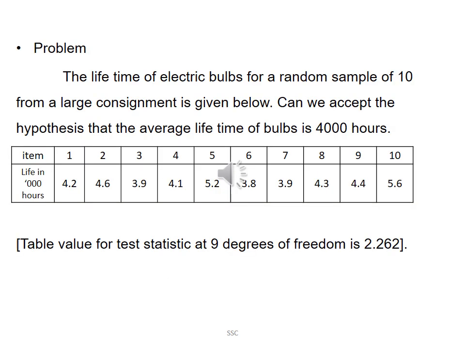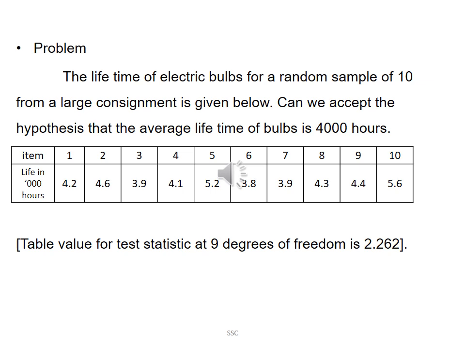The problem is also given here. The lifetime of electrical bulbs for a random sample of 10 from a large consignment is given below. Can we accept the hypothesis that the average lifetime of bulbs is 4000 hours? The total number of items is 10. The lifetimes are in 1000 hours.